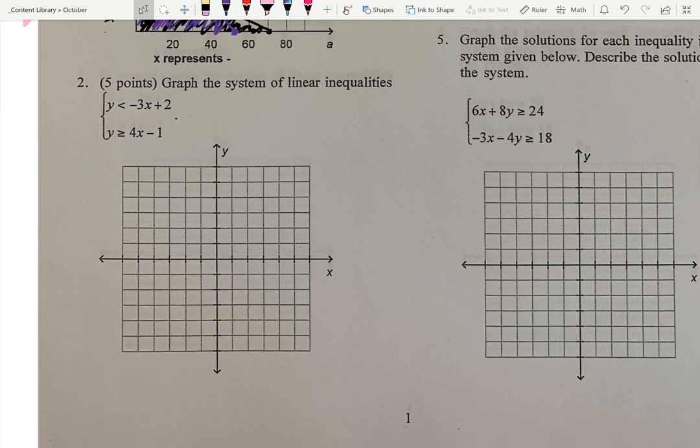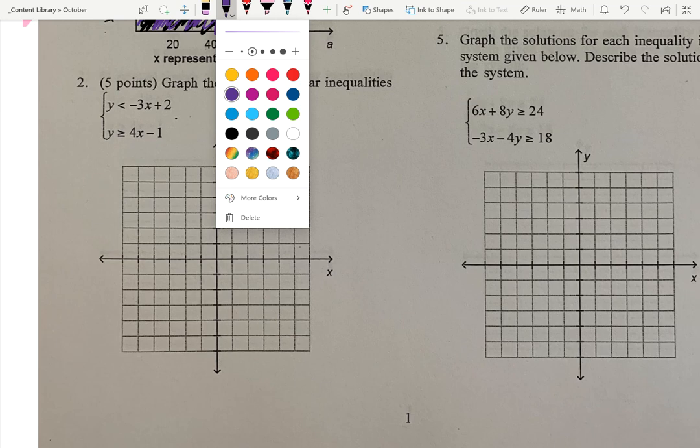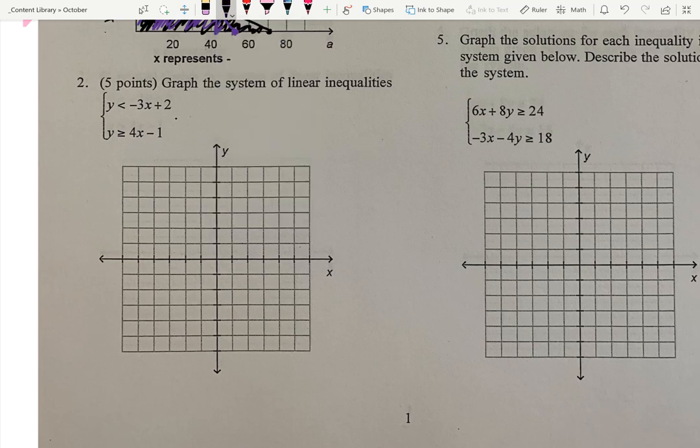Number 2, graph the system of linear inequalities. So my first inequality is y less than negative 3x plus 2. Now, both of these are already in mx plus b form. Okay, now it's working fine. I don't know what was wrong with it before.